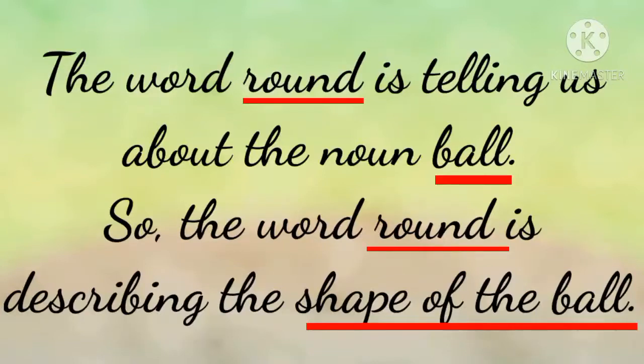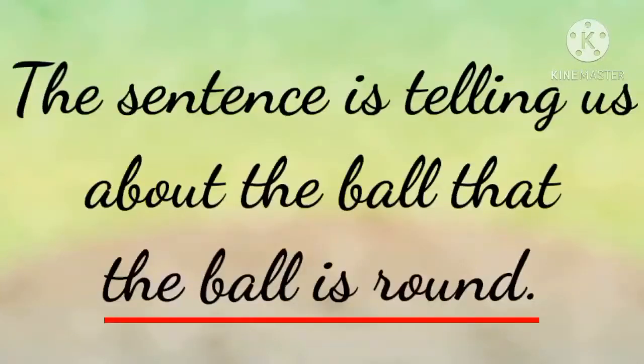So, children, the word round is describing the shape of the ball. The sentence is telling us about the ball, that the ball is round.